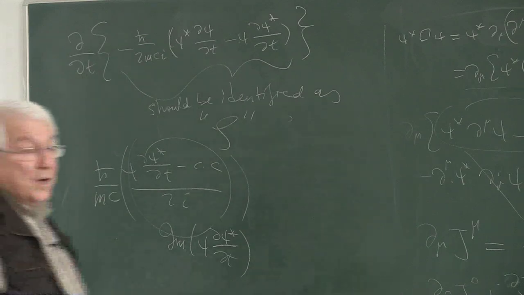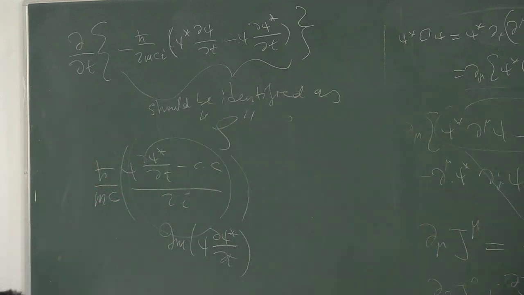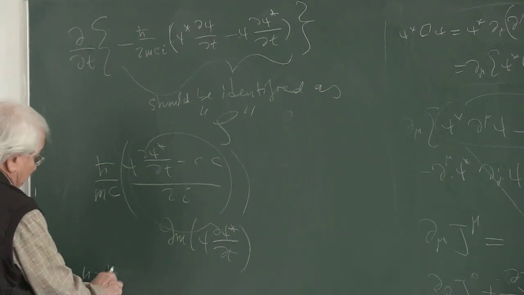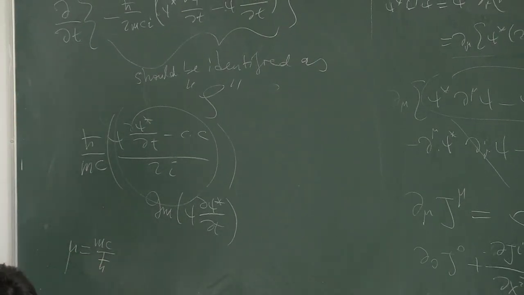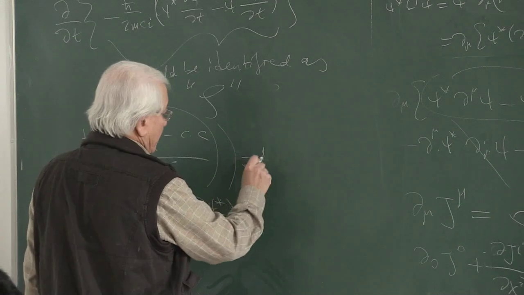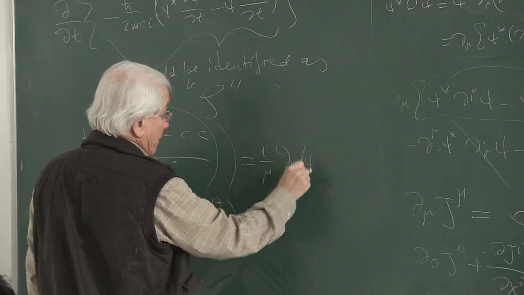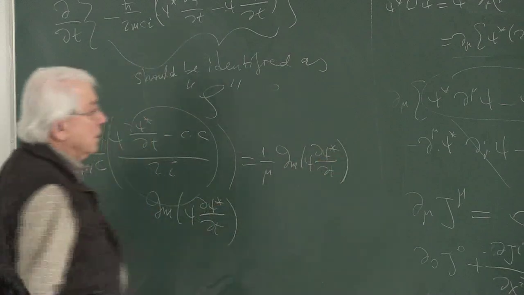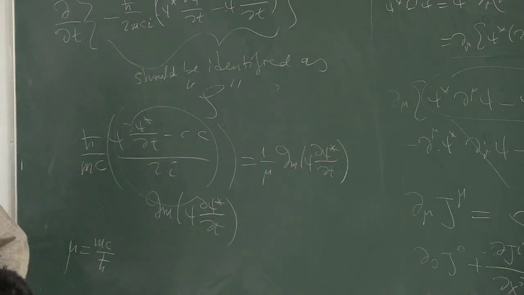It's interesting that h bar over mc appeared in the equation for mu, remember? Mu we defined to be mc over h bar, and it appears here as 1 over mu. Mu is a constant, positive obviously. The imaginary part of that function, is it always positive? Is there any reason why the imaginary part of an arbitrary complex function should always be positive?